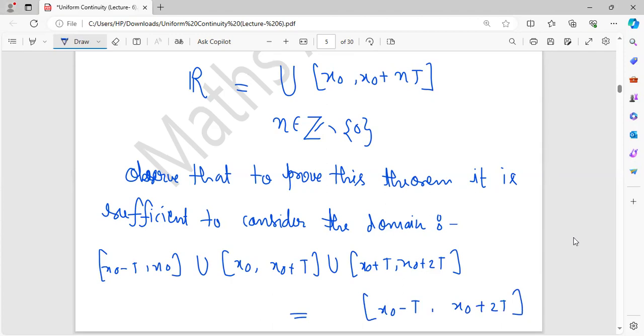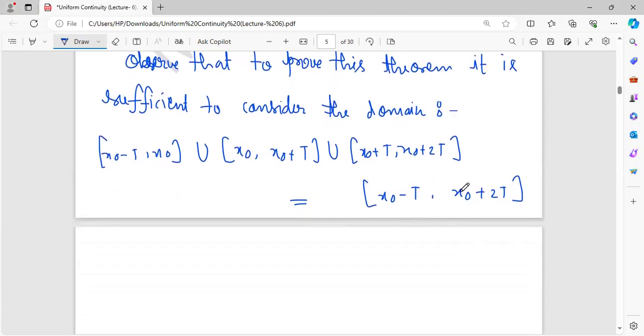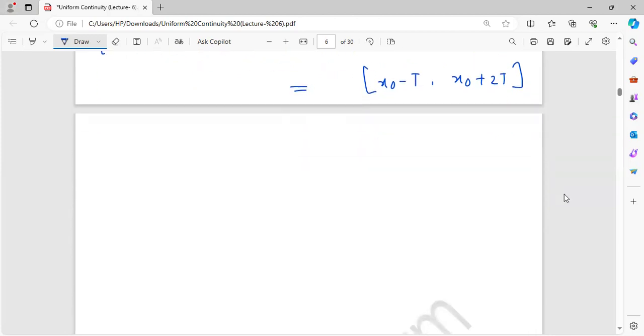If I can show that the function is uniformly continuous in this domain, then automatically the function will be uniformly continuous on the whole real line, because you select a point, the function is periodic, we can select the same point, same distance, whose functional values are the same. The theorem is going to be reduced to showing that the function is uniformly continuous on this domain. So now I am taking this domain.